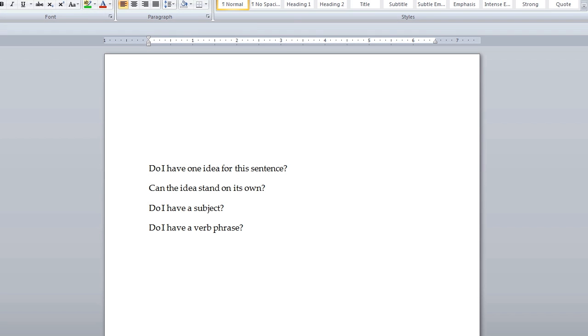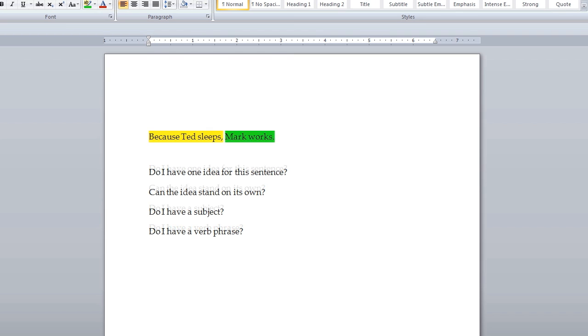And we can't forget about the 4 questions we asked to make sure an idea is a sentence. When we were talking about the compound sentence, we used these questions for both ideas, the ideas that were separated by a comma and a joining word. Look at the ideas in this complex sentence. They are separated by the comma. We know Mark works is a simple sentence. What about because Ted sleeps? It has a subject and it has a verb phrase. It is a complete thought.